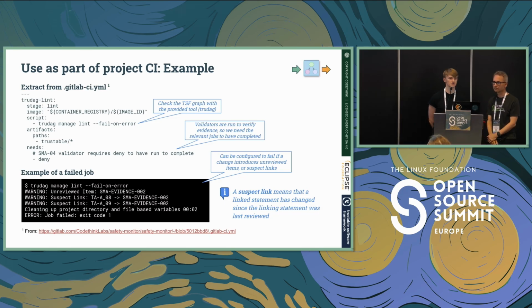Again, let's put it into something concrete. Here you can see in GitLab CI, you have some kind of linting stage. You identify a container and you run the tooling, in this case, linting. You want it to fail on error, you specify artifacts, and you have a dependency on running some test stage before that. And you have an example output of the tool, which is essentially warning you that you have unreviewed items or suspect links in the graph. Either the item itself can become unreviewed, or the link between two different statements has become suspect because one statement has changed without verifying whether the related statements are still true.